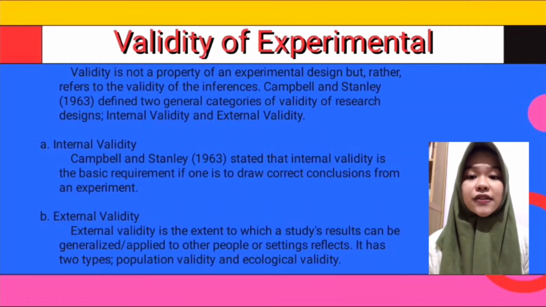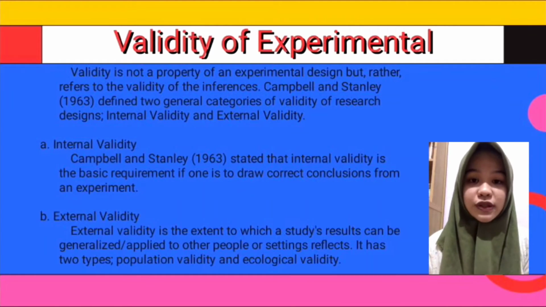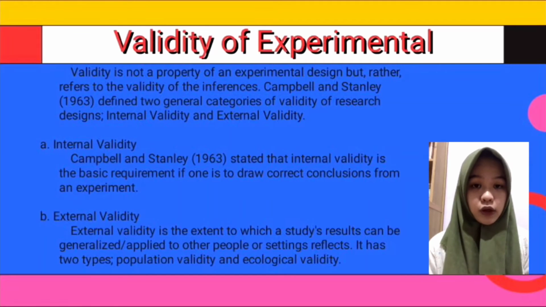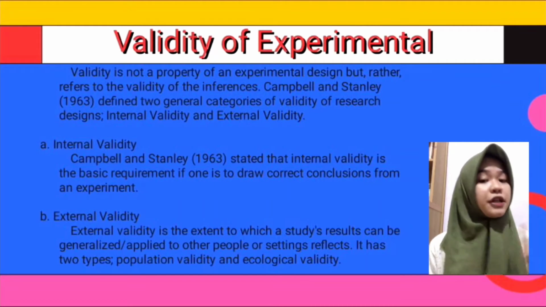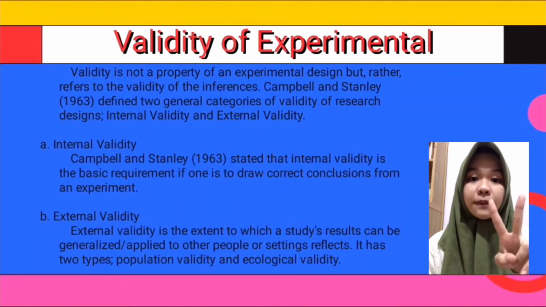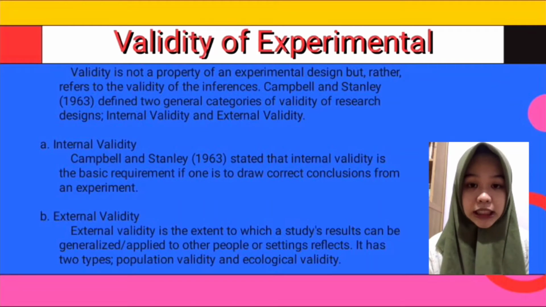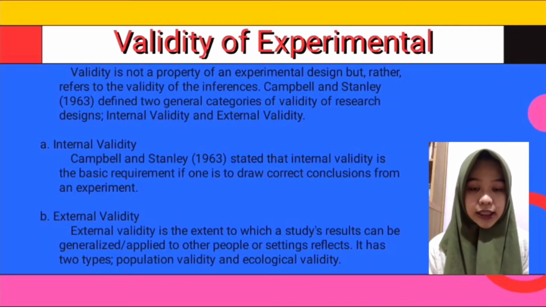External validity is the extent to which a study's result can be generalized or applied to other people or settings. It is the extent to which you can generalize the findings of a study to other situations, people, settings, and measures. There are two main types of external validity: population validity and ecological validity.